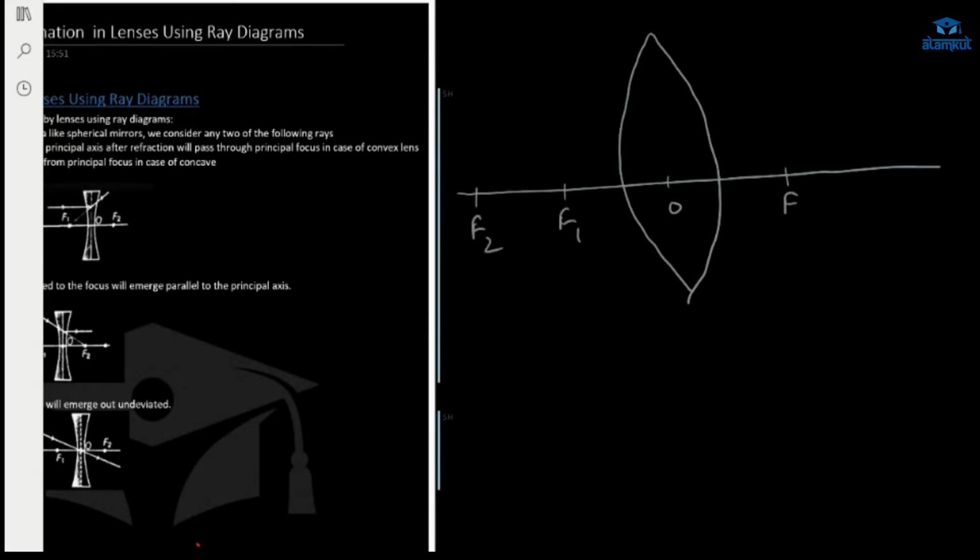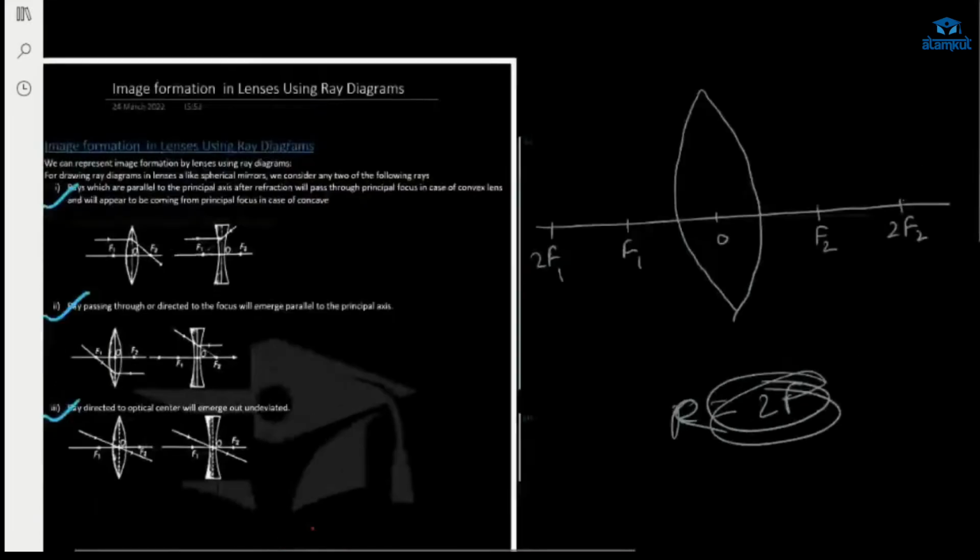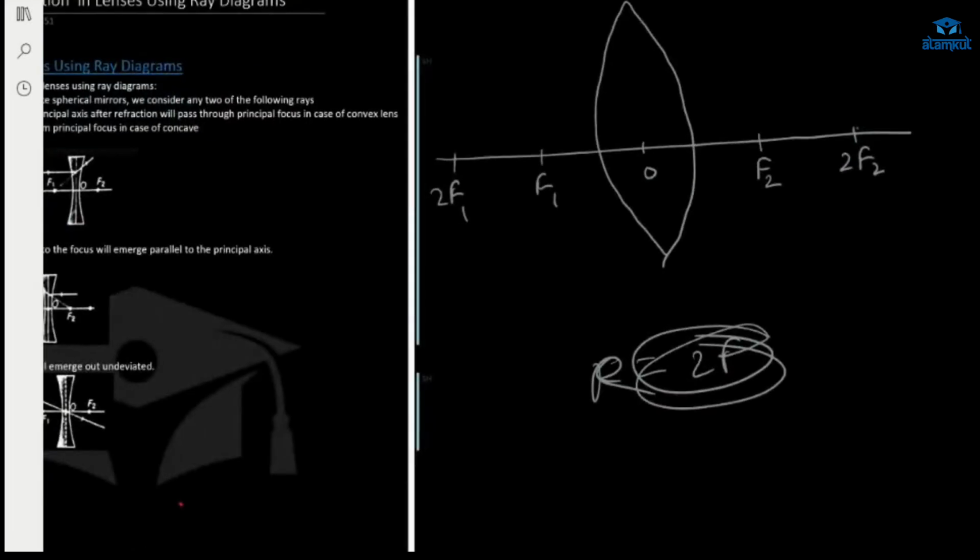This one is your 2F1. Why 2F1? Because it's C, which is actually 2F. At the point of C, it will be 2F1. In a lens, we write 2F1 and 2F2. The first ray is the incident ray that is coming parallel to the principal axis; after refraction, it passes through the second principal focus of the lens.